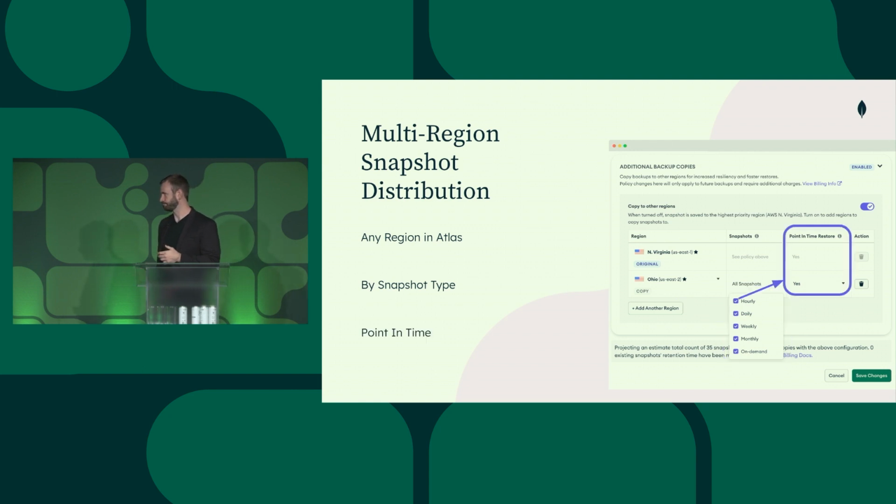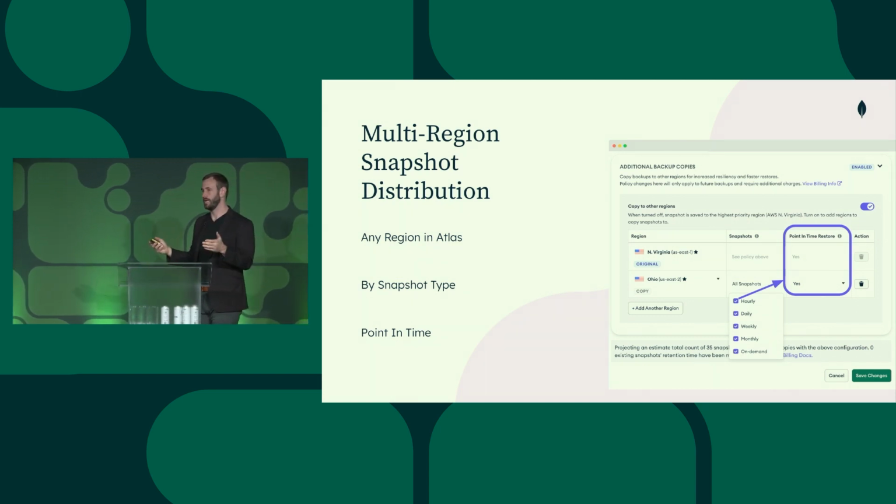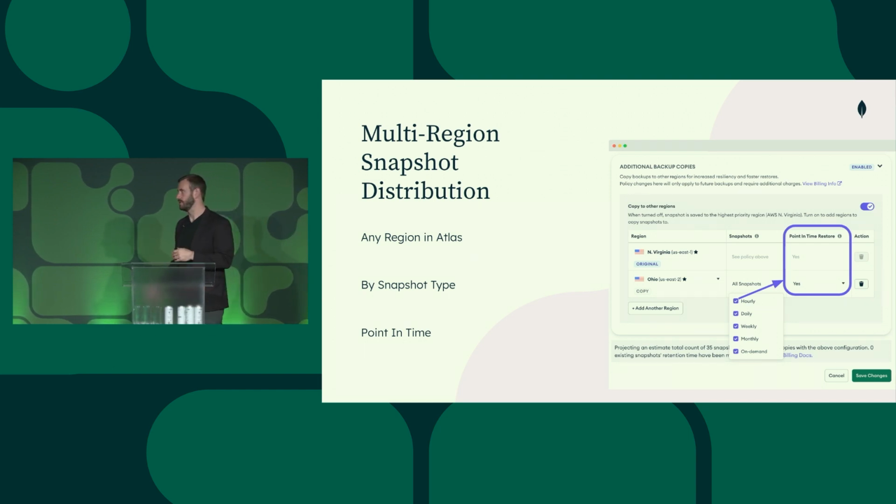And you can also move over the point-in-time restore, so the oplog that comes with this as well. So if you've chosen to be able to restore for 3 days in the past, by enabling this piece, you can also ensure that you will have those same 3 days of oplog and same recovery ability within your secondary region if your primary region goes down.